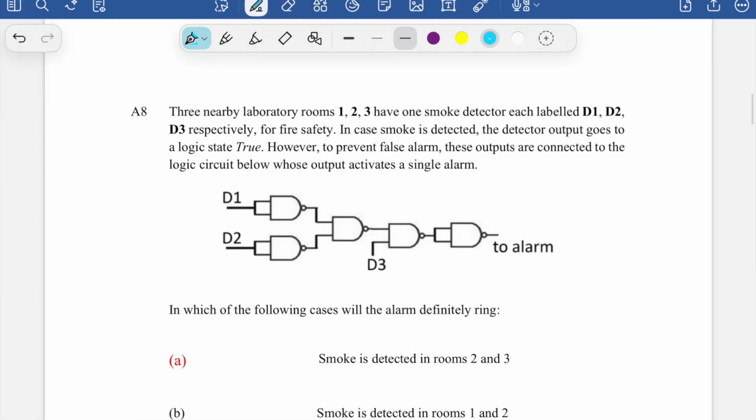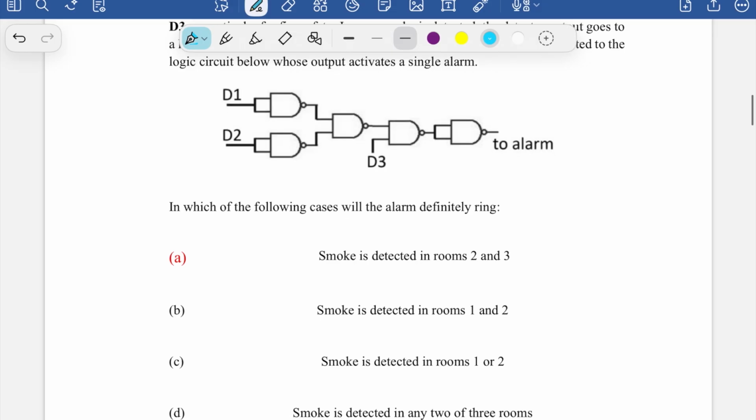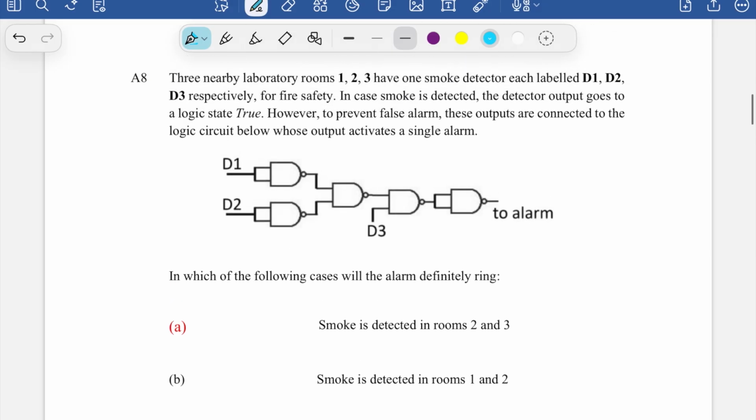Question 8 from section A. There are 3 rooms. Each has a smoke detector. In case smoke is detected, the detector output goes to a logic state true. And to prevent a false alarm, these outputs are connected to a logic circuit whose output activates a single alarm. As you can see, there are D1, D2, D3 detector outputs connected to this logic circuit, and there would be an alarm whose output is true.